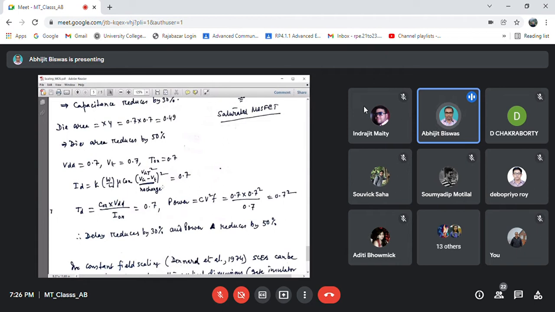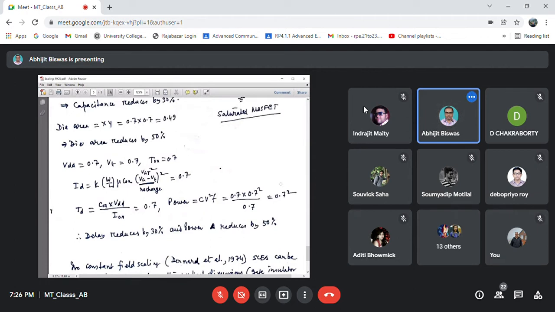What will happen if we calculate the delay? Delay is COX into VDD by ION. You know that capacitance is 0.7, VDD is 0.7, ION is also 0.7. So ultimately you will get delay equal to 0.7. It is a great advantage you can achieve by implementing this downscaling, because delay is now reduced by 30%. Therefore, the device will be faster. You can use faster switching or high frequency operation. This new device will be suitable for high frequency operation.